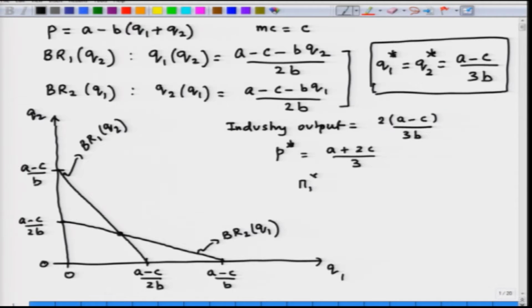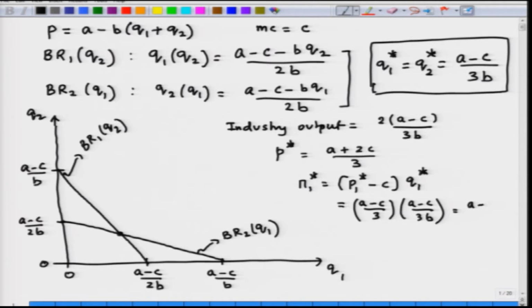which then implies that the profit of firm 1, which is (P star minus C) times Q1 star, where Q1 star is its Cournot output, is given by ((A plus 2C) upon 3 minus C) times Q1 star. So, that is essentially (A minus C) by 3 times (A minus C) by 3B. So, that gives us (A minus C) whole square by 9B, and by symmetry firm 2's profit also turns out to be (A minus C) whole square by 9B. Now, the total industry profit is 2 times (A minus C) whole square by 9B.